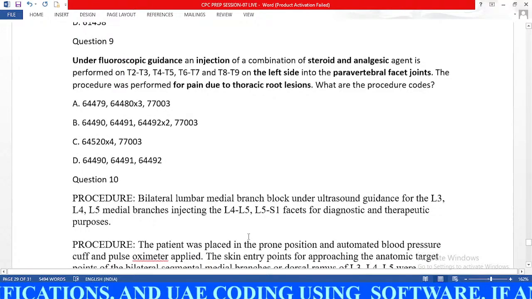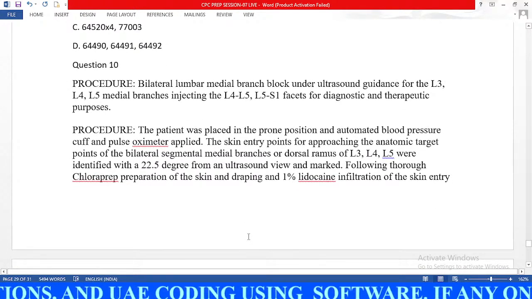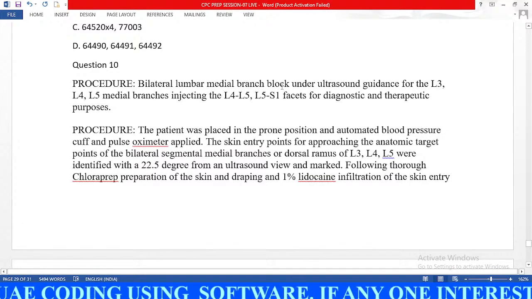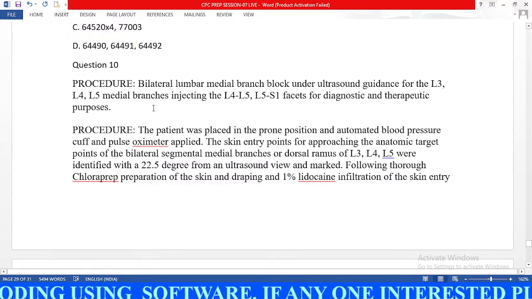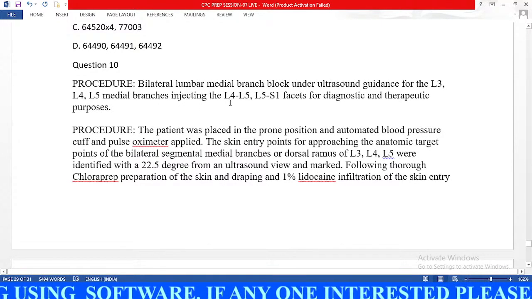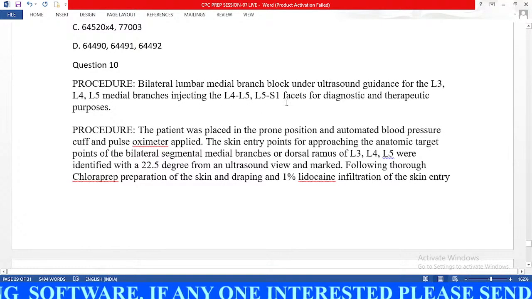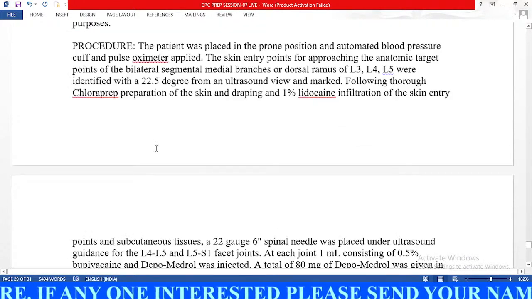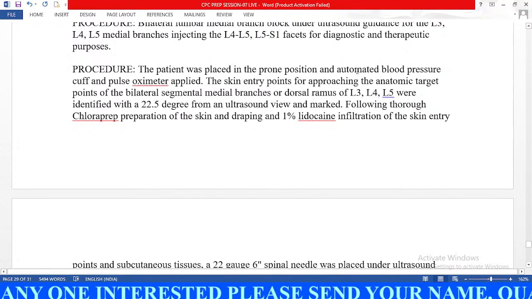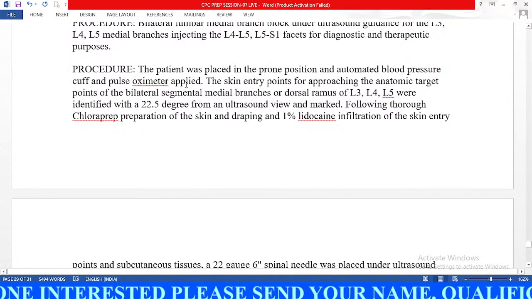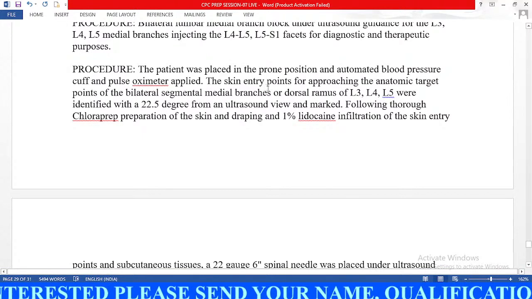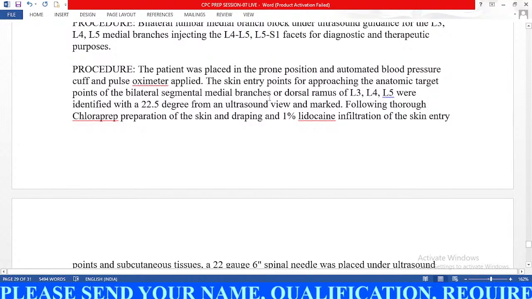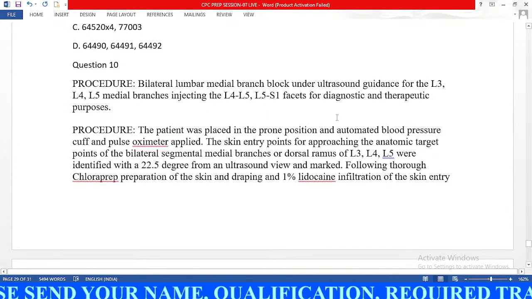So we are going to learn the last question of the week. Question 10: procedure, bilateral lumbar medial branch block under ultrasound guidance for the L3, L4, L5 medial branches, injecting the L4, L5, L5S1 facets for diagnostic and therapeutic purposes. The patient was placed in the prone position and an automated blood pressure cuff and pulse oximeter were applied. The skin entry points for approaching the anatomic target points are the bilateral segmental medial branches or dorsal ramus of the, sorry, I will make it clear.